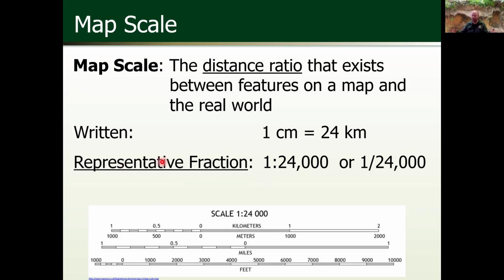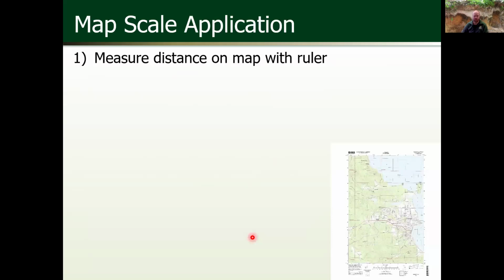It's a representative fraction. And finally, here on the bottom, most published maps have some form of a graphic scale that matches this representative fraction. As described, 1 to 24,000, it would show you that exactly this distance from 0 to 1 is representing that distance in kilometers or meters.